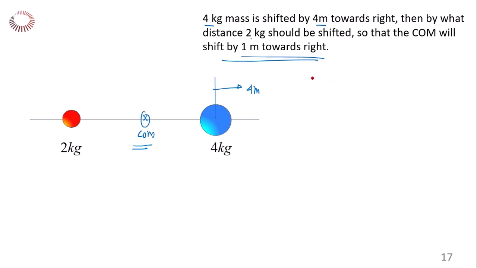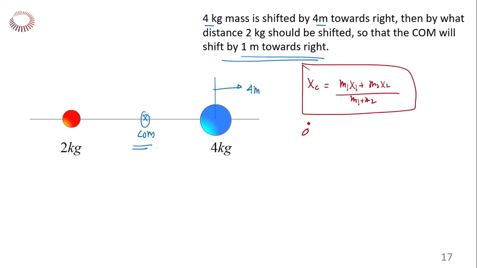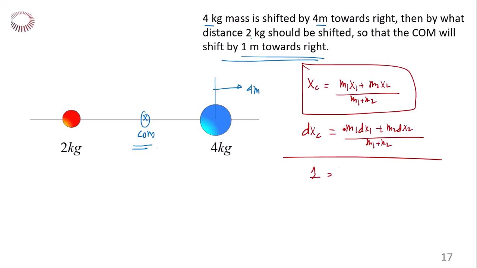So we can write that x center of mass is equal to m1 x1 plus m2 x2 divided by m1 plus m2. That is correct. Now since we displace this particle system, if we differentiate it, we write dxc, the displacement of the center. That should be equal to m1 into dx1 plus m2 into dx2 divided by m1 plus m2. So use the proper sign. The center of mass should be shifted 1 meter towards right, so dxc is 1. M1 is this particle, M2 is this particle.